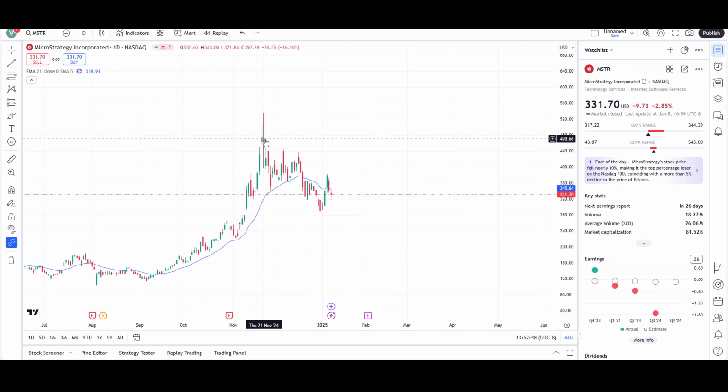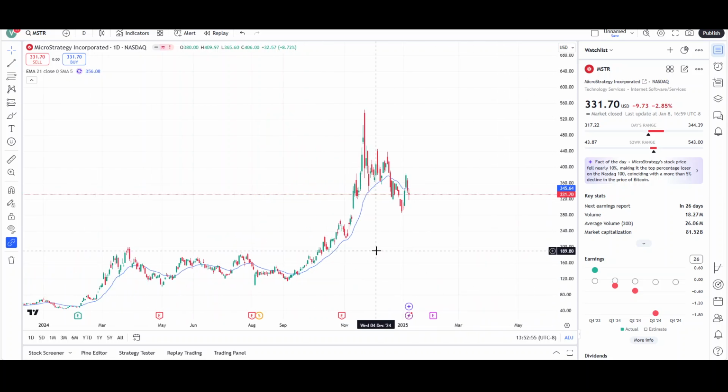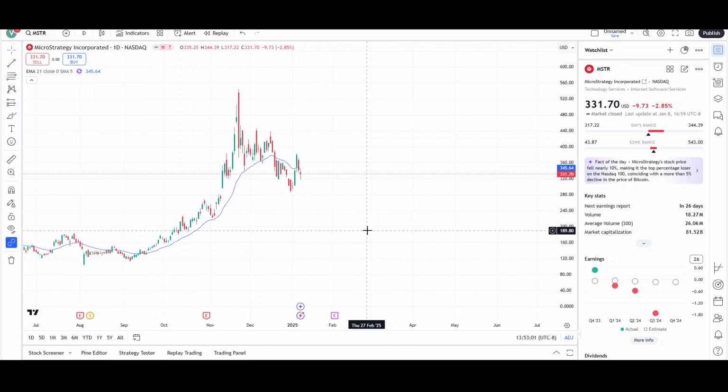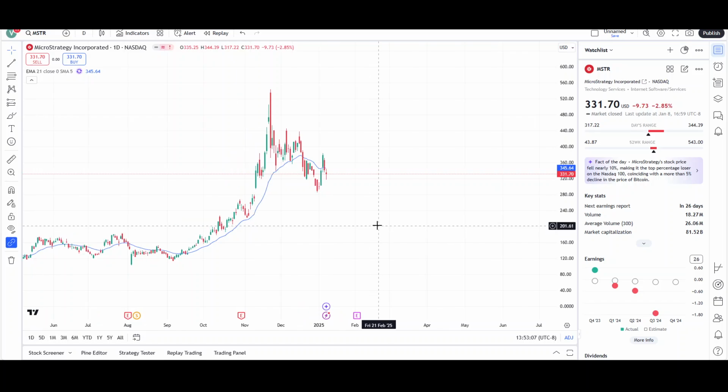Is MicroStrategy going to top sooner than Bitcoin does, like it did last cycle? Because I believe MicroStrategy topped several months before Bitcoin topped. Is that going to happen again? Well, we only have one data point, so it's not a high probability of that occurring again. But it does make sense.